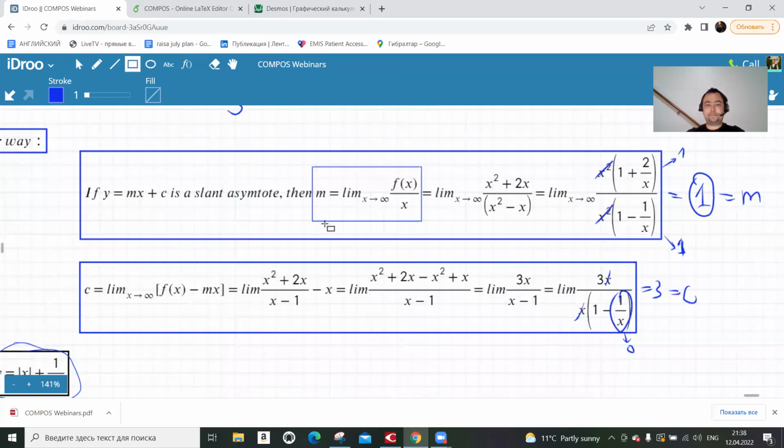Does that mean that's also a fact for the limit as x approaches infinity of f(x) minus mx to find the intercept? Yes. The intercept of the slant asymptote. Yes, this is another one. So these are the two formulas which you can use, but at some point in your life you will need to prove them.